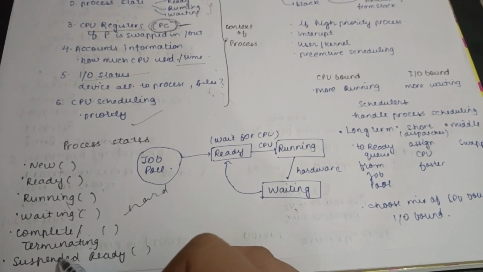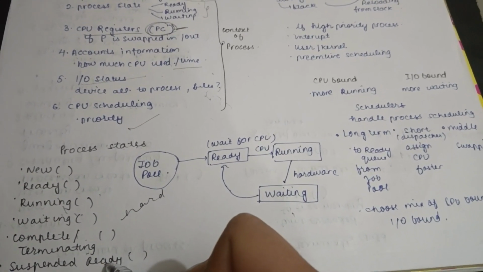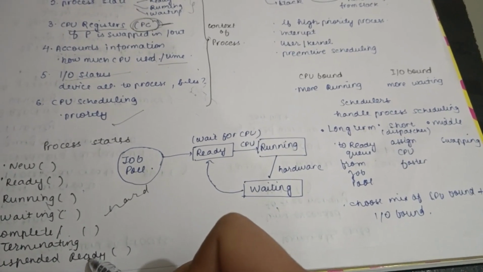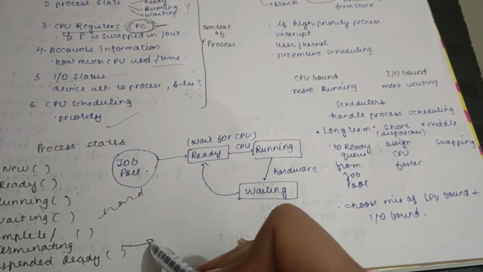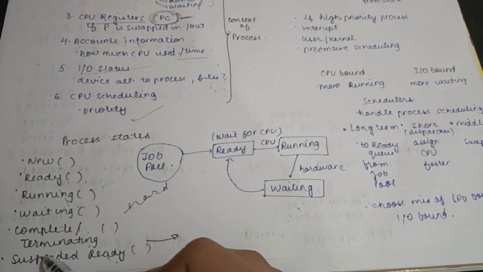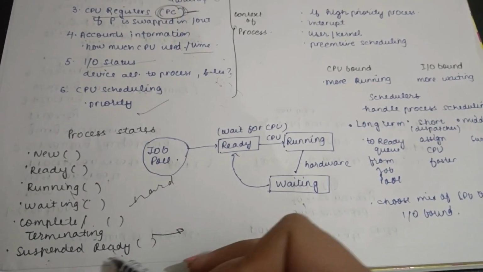We have suspended, which means that after any error, for example, if the queue is full, some of the processes are suspended. So they try to recover and this occurs in the suspended ready state.